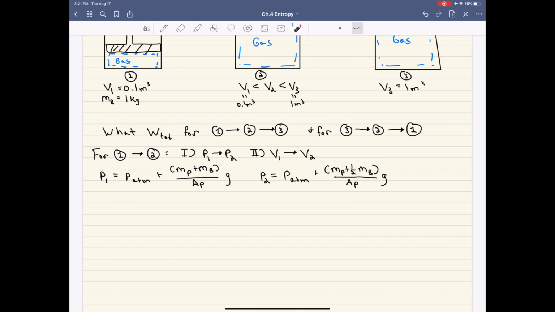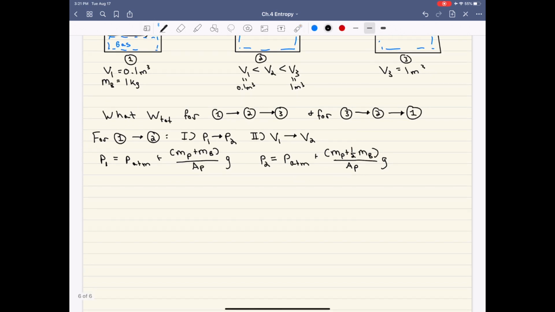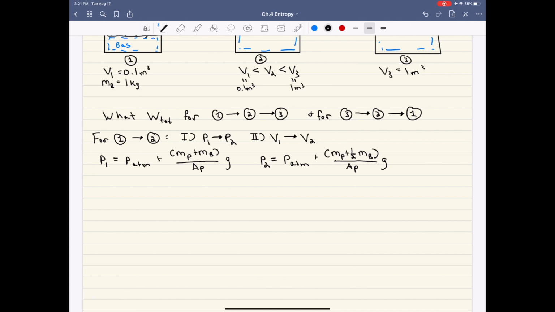Okay? And then similarly, when we change the volume in the system, we could calculate the work associated with that change. As the system is expanding from state 1 to state 2, it's going to be acting against pressure 2. And so the work from state 1 to state 2, that expansion, is going to be pressure 2 times V2 minus V1.